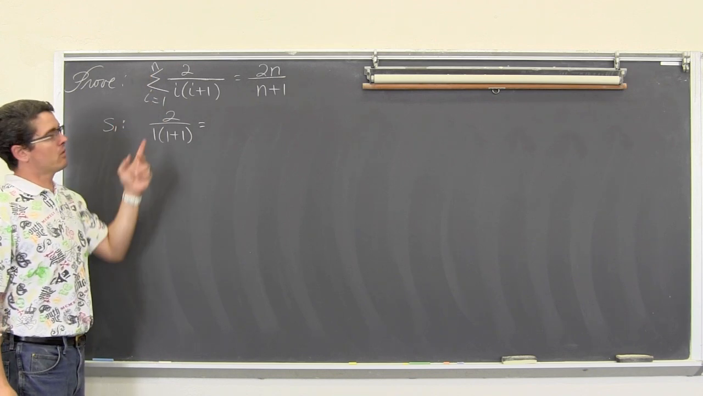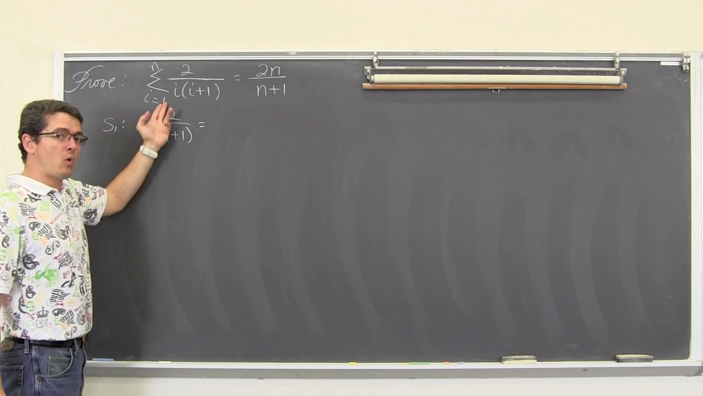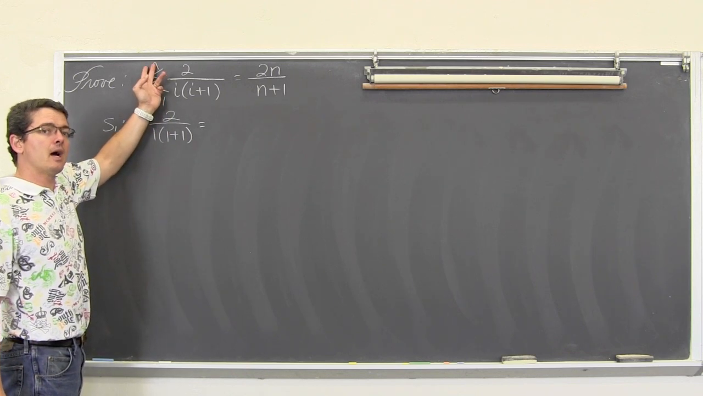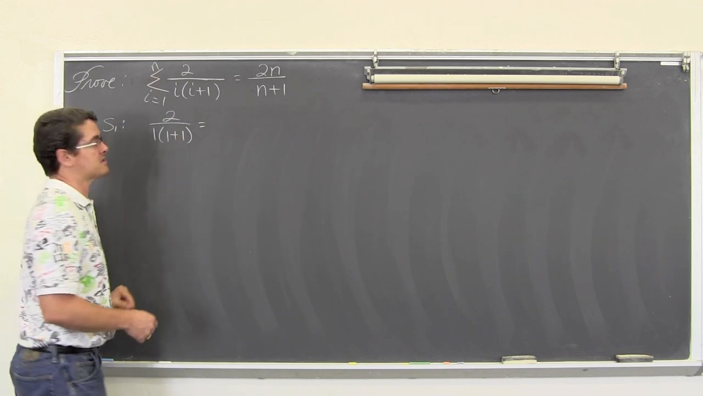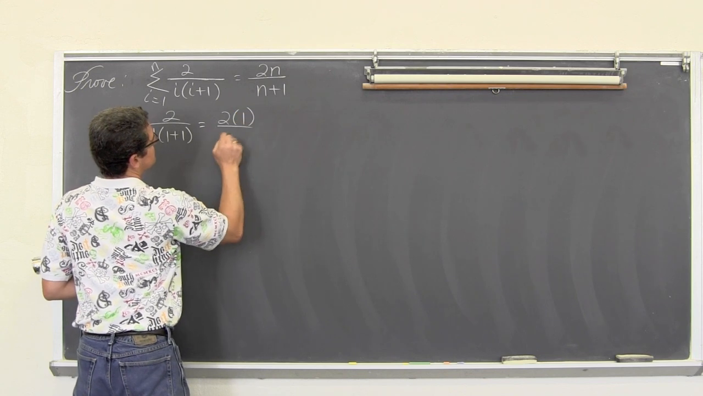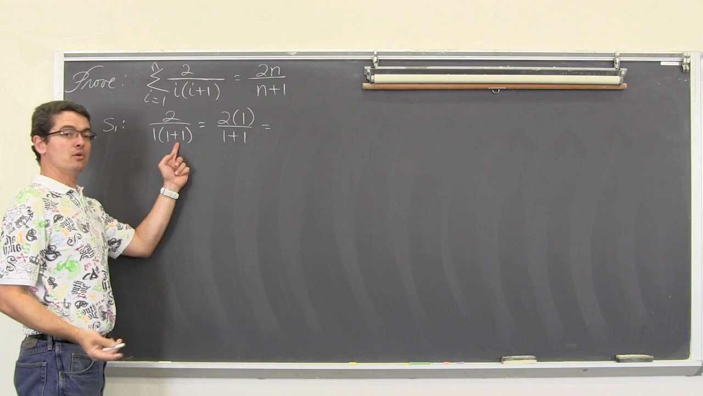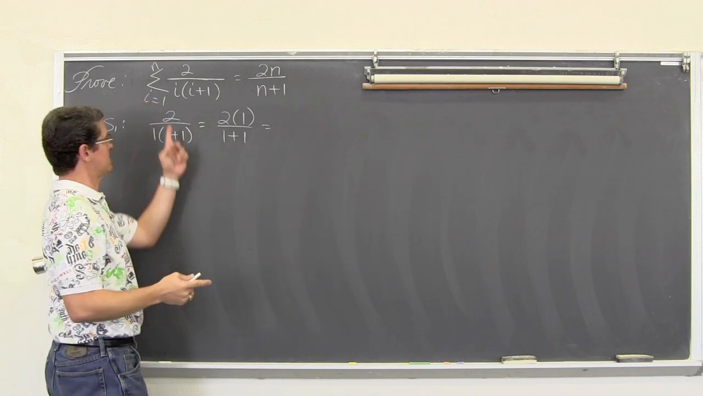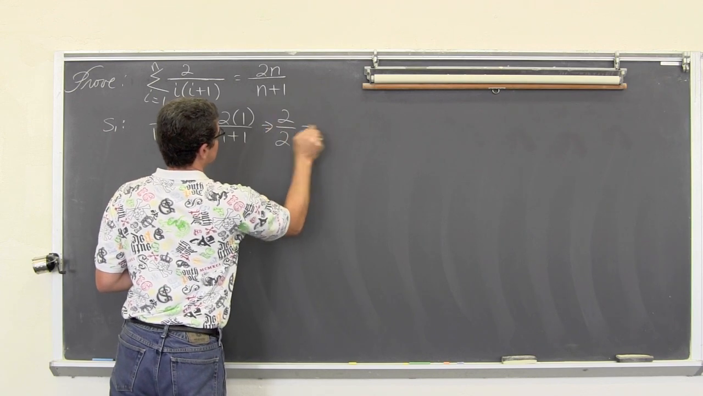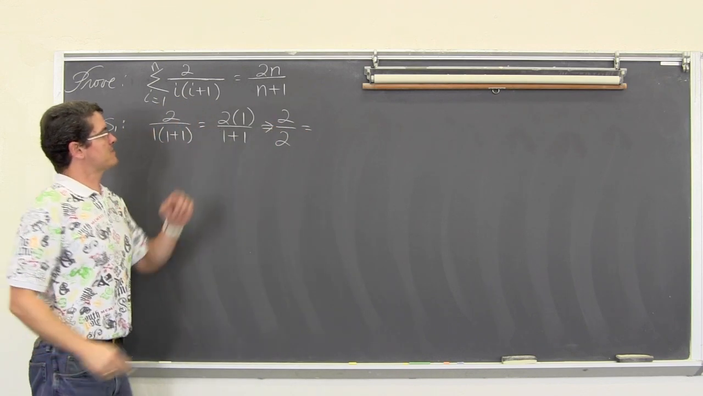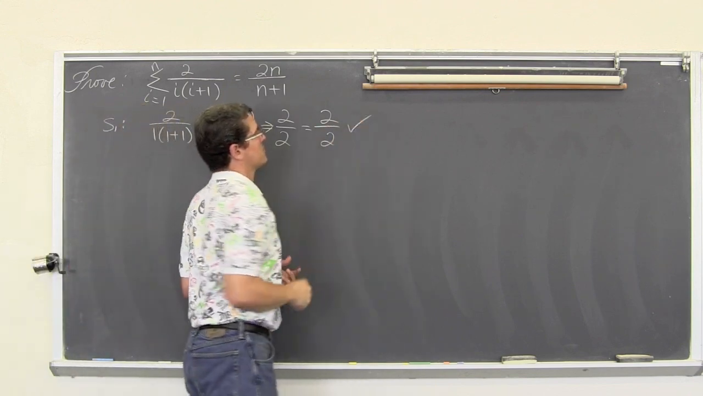For n, we're only looking at the first term. So if the lower index is 1, and we're only looking at the first term, then the upper index is also going to be that same value. So we started at 1, we're going to have n equal 1 and plug it into the right-hand side. And we have 2 over 1 times 2, which is 2 over 2. And we have 2 times 1 is 2, over 1 plus 1 is also 2. And yes, we're done with step 1.